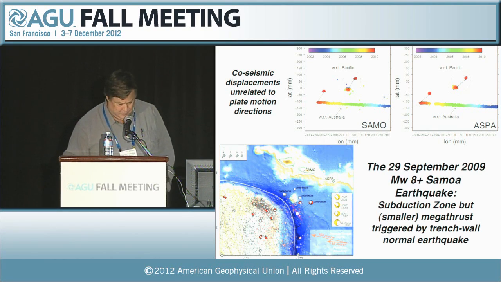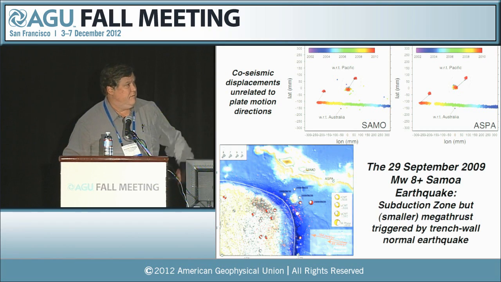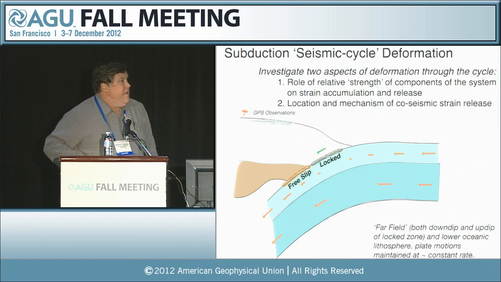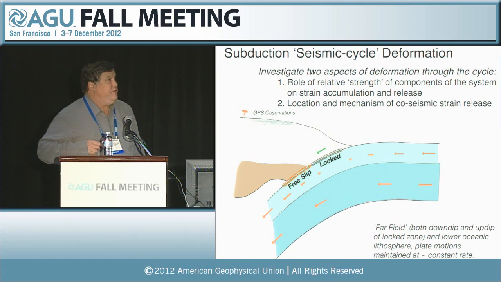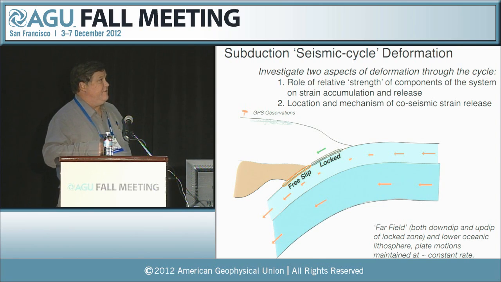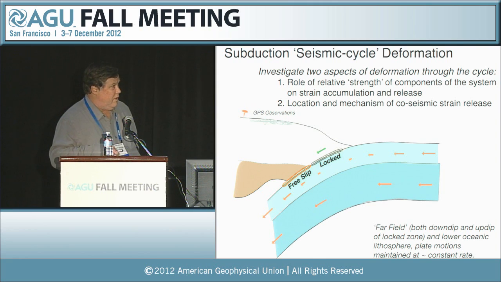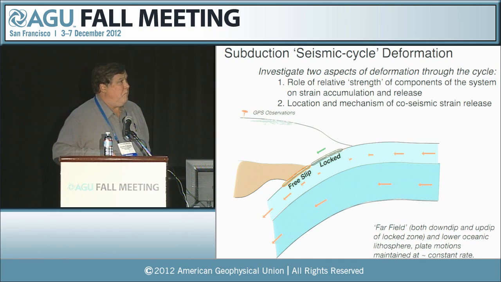So we have a whole range of possible characteristics, and the question is what might be controlling some of that. Essentially, I want to investigate two different aspects of this deformational style. One is the role of what I'm calling strength, basically just the relative deformational properties of different parts of the system: the slab, the wedge or forearc, and what I'm calling the margin or the backstop, and how different relative properties of those components may affect patterns of strain accumulation and release. And then also how, in space and time, the coseismic strain releases and how that compares with strain accumulation.